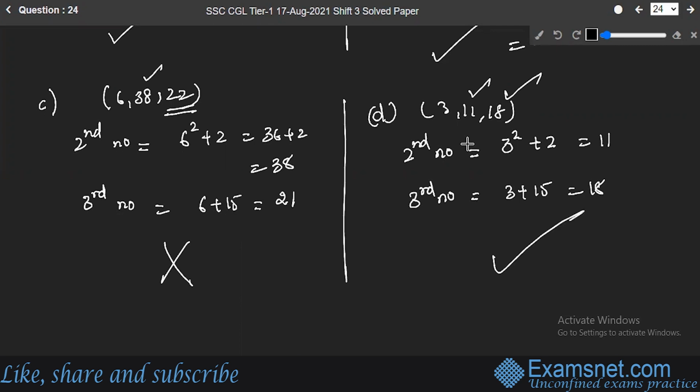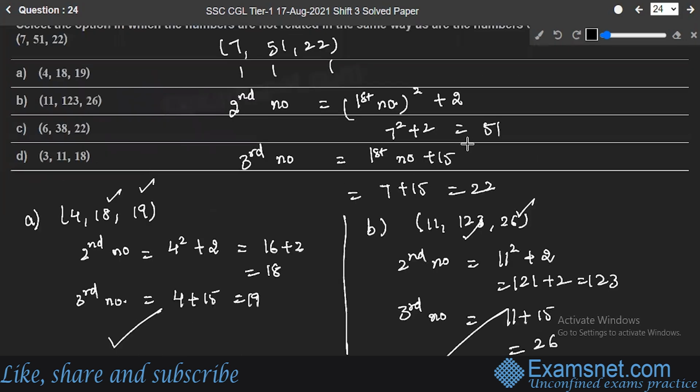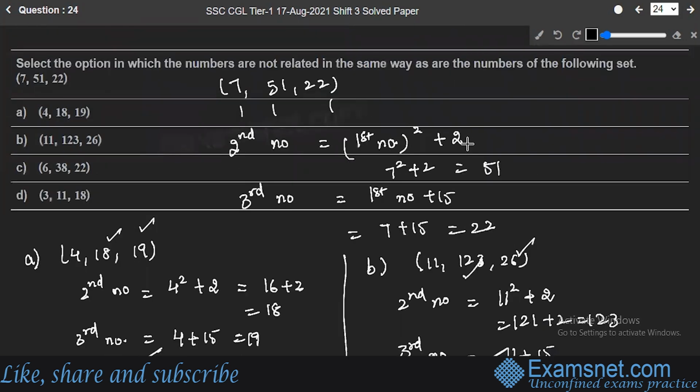See, options A, B and D were correct. Only C was the one which was incorrect, and this is the odd one out. So option C, 6, 38, 22 is the odd one out and our answer to the question. Hope you're clear with this, right? Let's move to the next question.